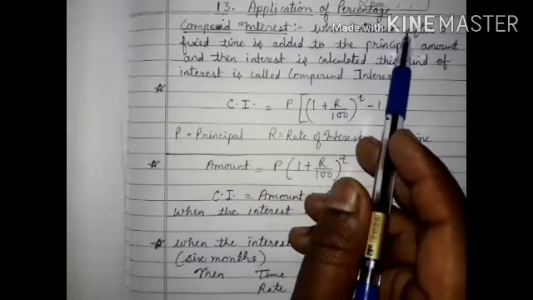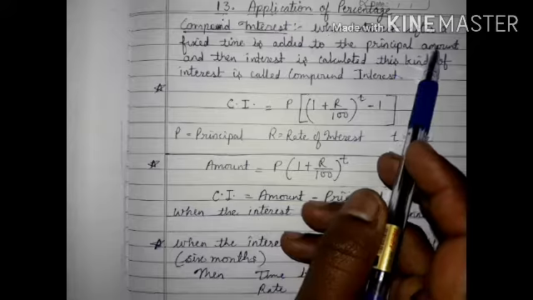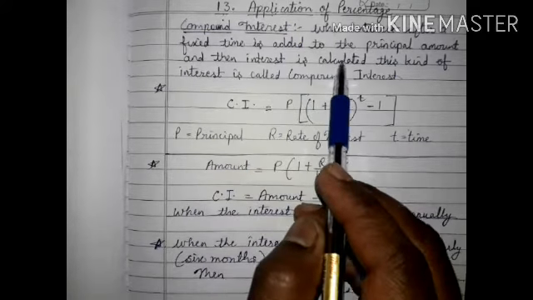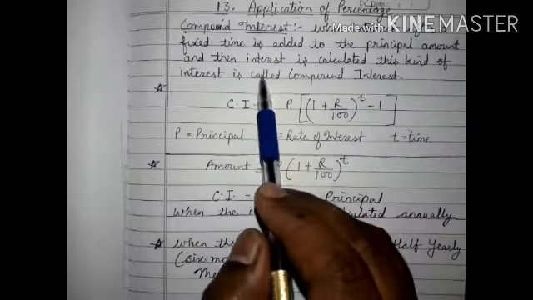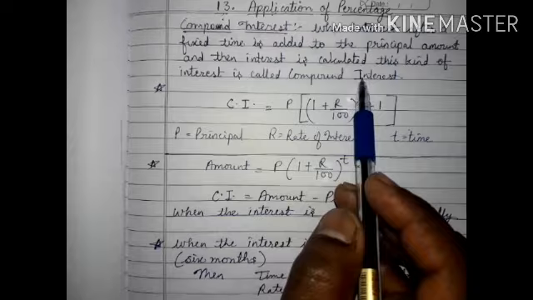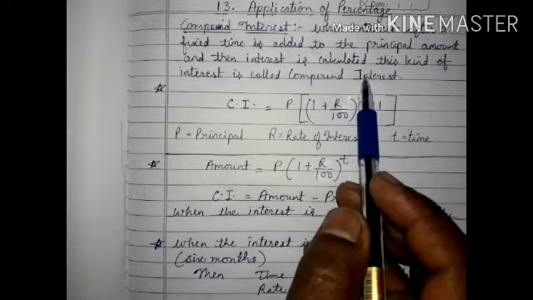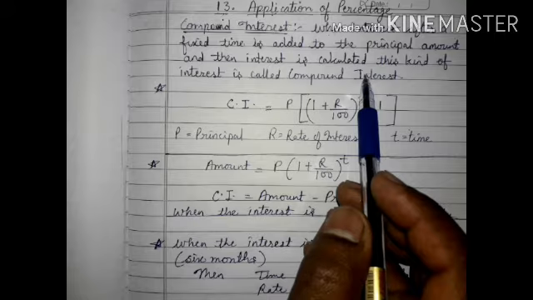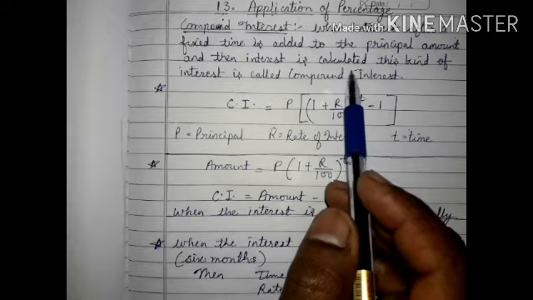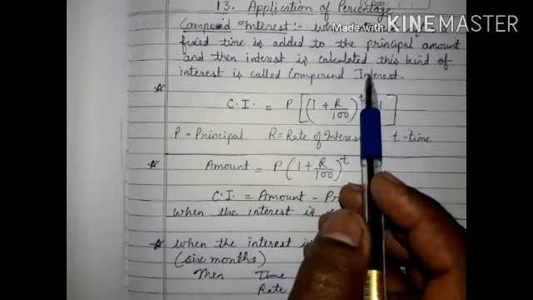When interest after a fixed time is added to the principal amount and then interest is calculated, this kind of interest is called compound interest. In other words, compound interest is the interest which is calculated on the previous principal and the interest both. This means interest over interest is known as compound interest.